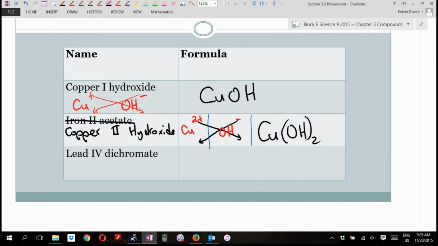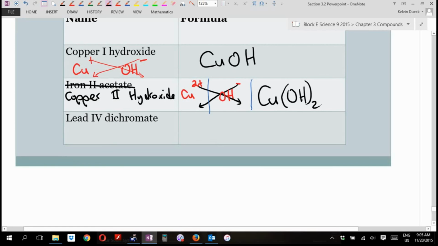The next one you guys have is lead 4 dichromate. So I'll go like this. Lead, Pb, multivalent. Oh, no, they told me 4, that's the charge they want me to use. Dichromate is Cr2O7, and it has a charge of 2 negative. Okay, I'm going to have to be really careful here.